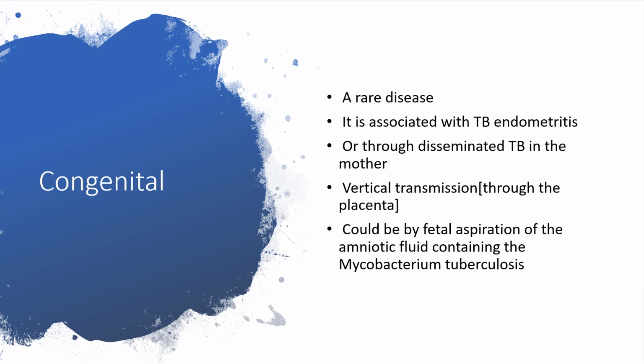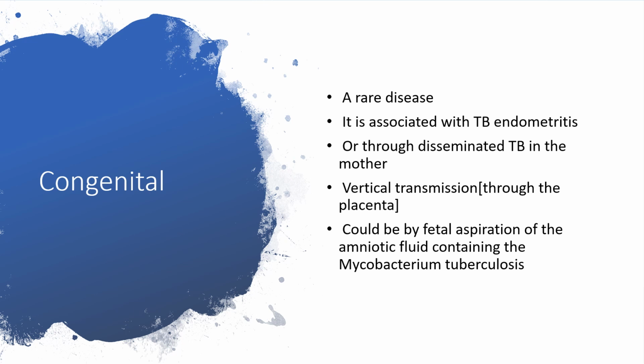That is, the mother who probably developed latent tuberculosis became reactivated and developed pulmonary tuberculosis, then disseminated or spread beyond the lungs, then to other organs in the system, and there's possibility of vertical transmission, that is through the placenta to the fetus, or could be by fetal aspiration of the amniotic fluid, even while in the womb.